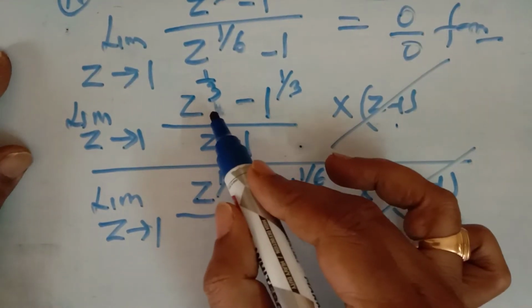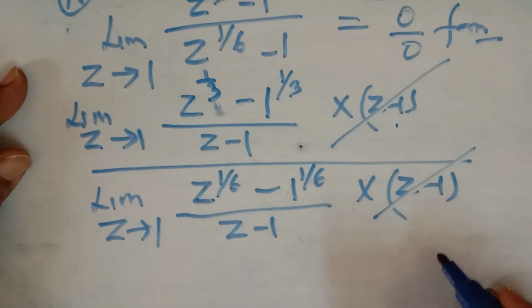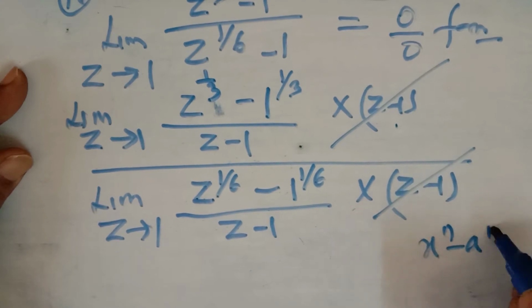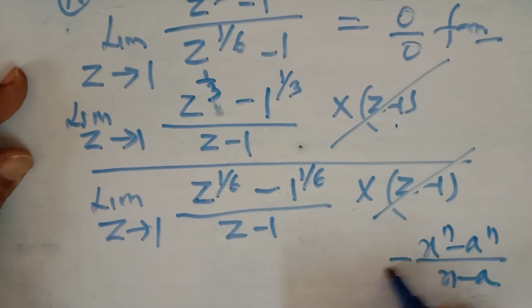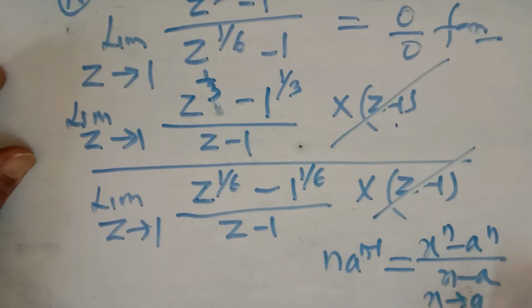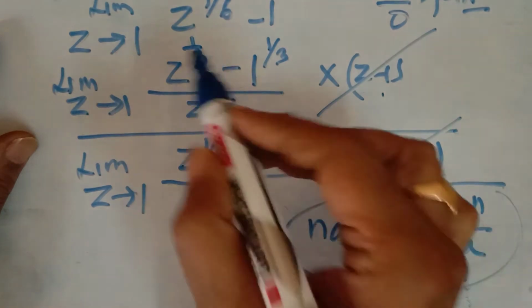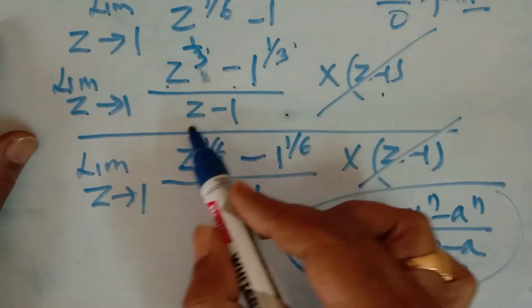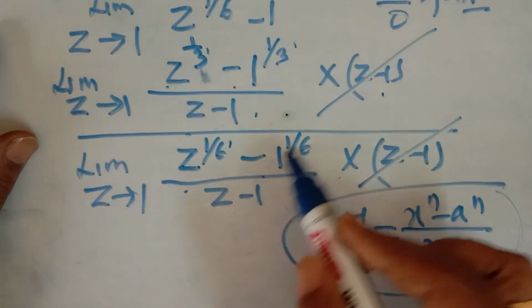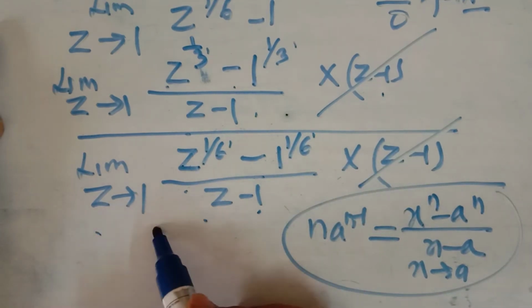Now here we are getting the standard limit. कौन सी लिमिट? x की पावर n माइनस a की पावर n अपॉन x माइनस a, किसके इक्वल होता है, n a की पावर n माइनस 1 when x goes to a. ये हमने स्टैंडर्ड लिमिट करी है. स्टैंडर्ड लिमिट we have done. तो यहाँ पर x की पावर n माइनस a की पावर n अपॉन x माइनस a, लिमिट x गोज टू a.